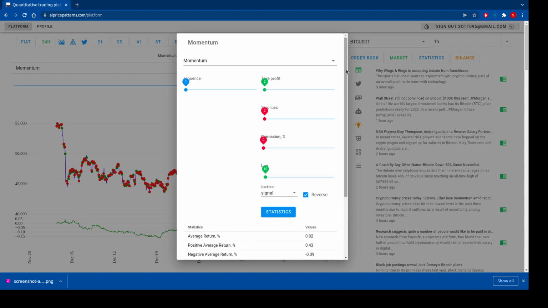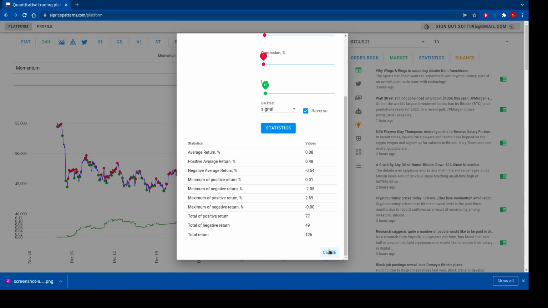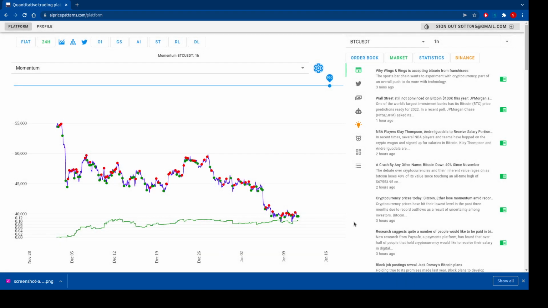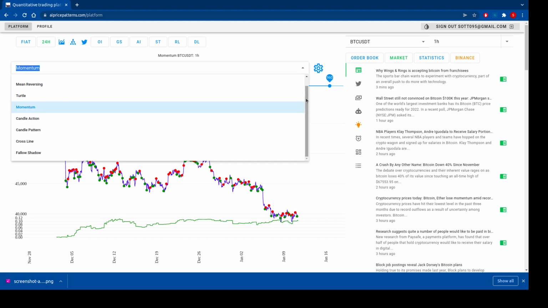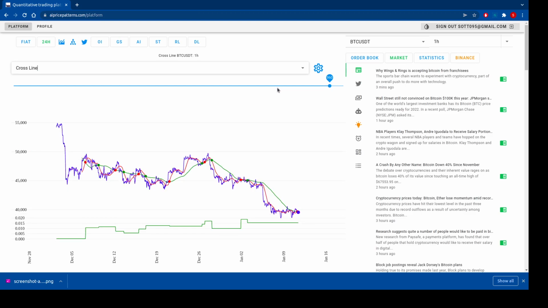Let's look for another dependency. Let's check what it is. Okay, we have more positive return trades. It looks very good. Average return for positive trades, average loss. Okay, it looks good. Maybe we could use it. And also I implemented some ideas about cross line, but it's very, very simple.